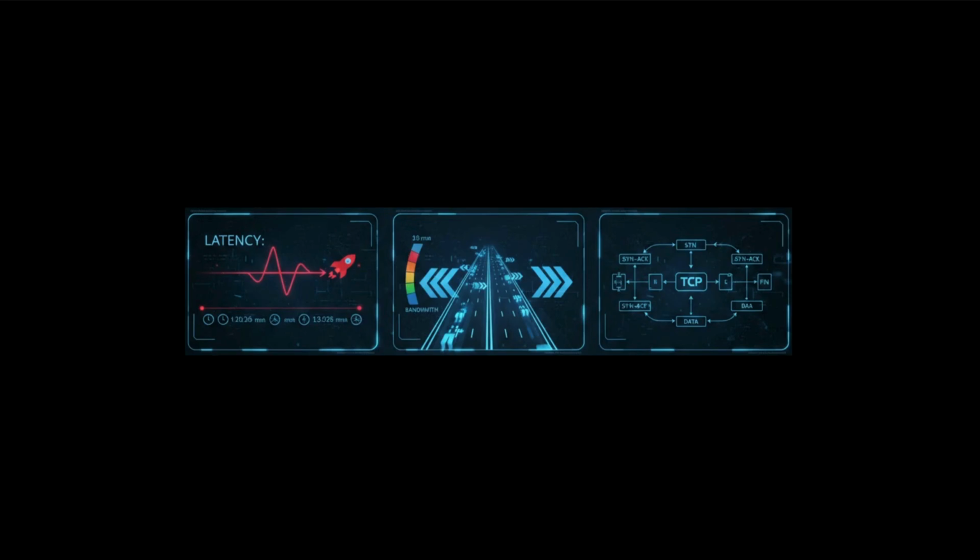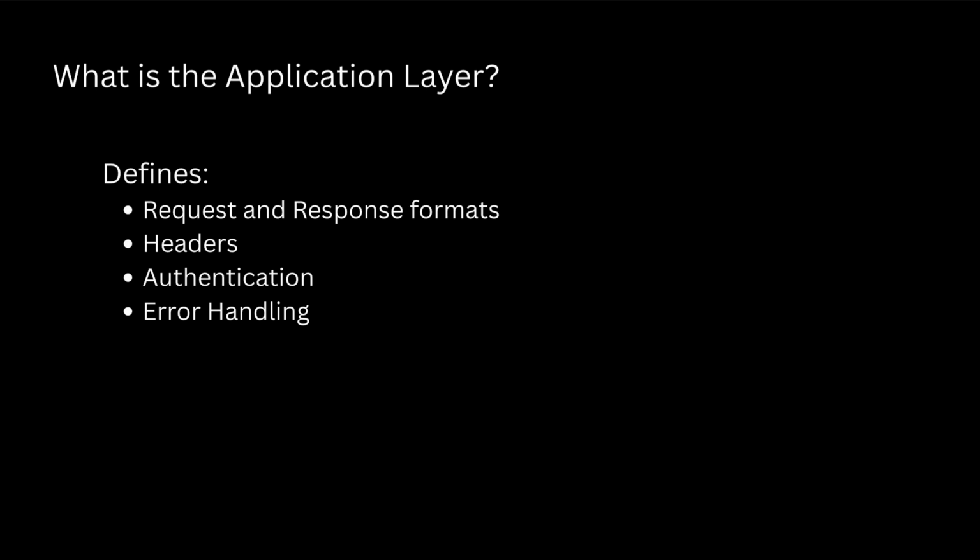That's exactly what we are breaking down today. It's time to move past the hardware and the transport and get to the actual conversation. Now we have finally reached the top of the stack, the application layer. This layer is the rulebook. It defines the request and response formats, headers, authentication, and error handling. It is the language. Whether it's HTTP, WebSockets, gRPC, DNS, or SMTP, without this layer, apps wouldn't understand each other. It would be like getting a phone call where both people are just screaming in different languages.